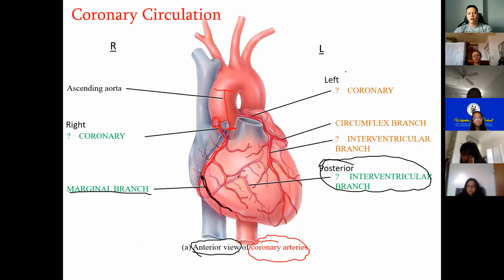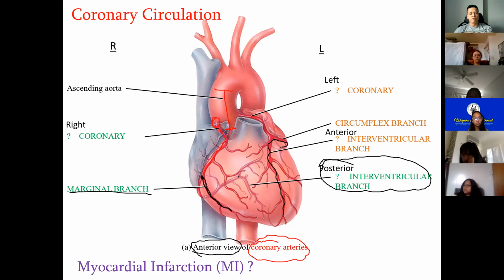Now looking on the left side, the major blood vessel is the left coronary. In the same situation, the left coronary is going to split into 2 major branches. We have the branch that is coming towards the front of the heart, and that is what we call the anterior interventricular branch, right over here. And then we have a section going towards the back of the heart, and that is the circumflex branch, okay?